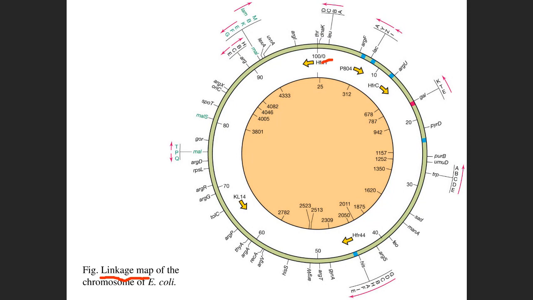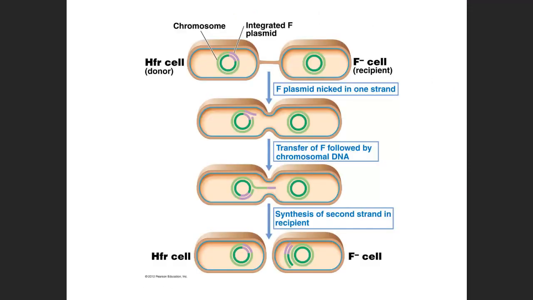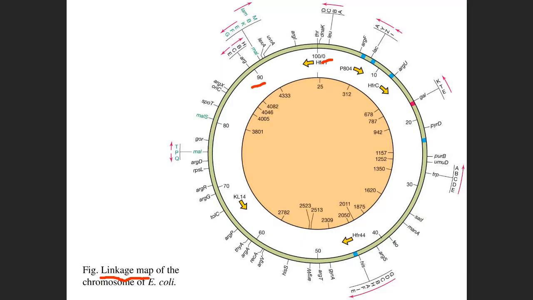So starting from 0.0 minutes. So these are really the units. These units are minutes. Okay, so you can probably tell that the unit of the linkage map, or the distance of the linkage map, is minutes, the time. Right? That's because in theory it takes 100 minutes to transfer the entire chromosome from the donor to the recipient. Okay, and so these are the genes on it, and you can find the lac gene at 8 minutes.